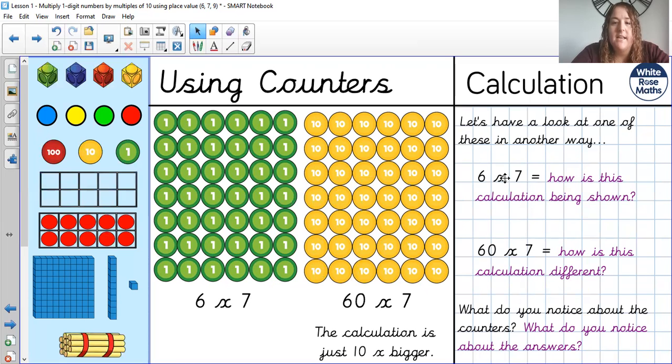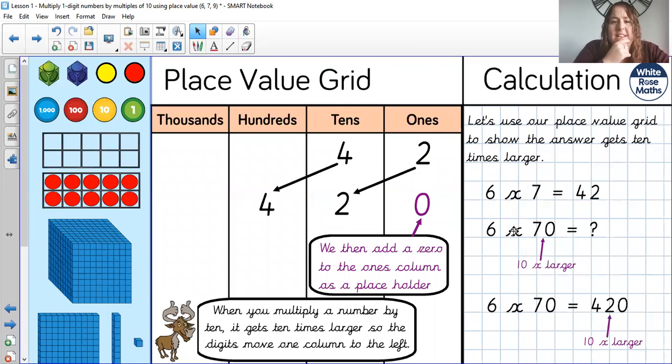So let's have a look at it in another way. That 6 times 7 is how it's being shown on the left, and the 60 times 7 is how it's being shown on the right. So this is exactly what I did a couple of screens ago. I had my answer as 42, which I knew the answer from when I'd used the grid. This 70 then is just 10 times larger.